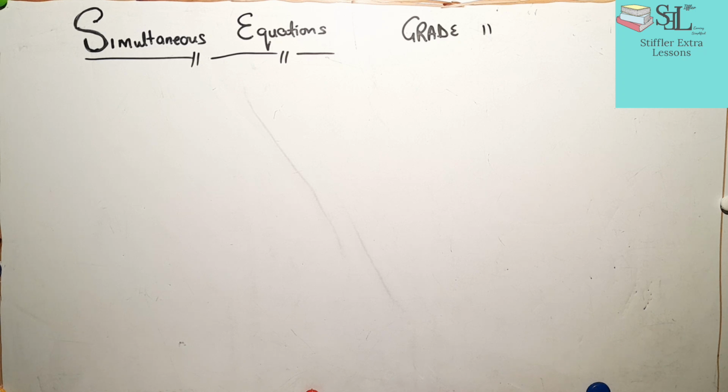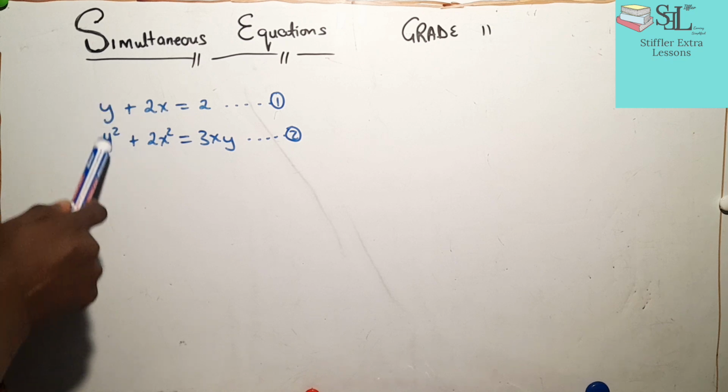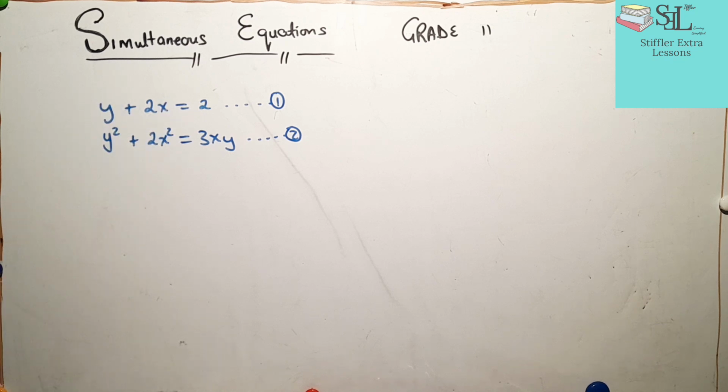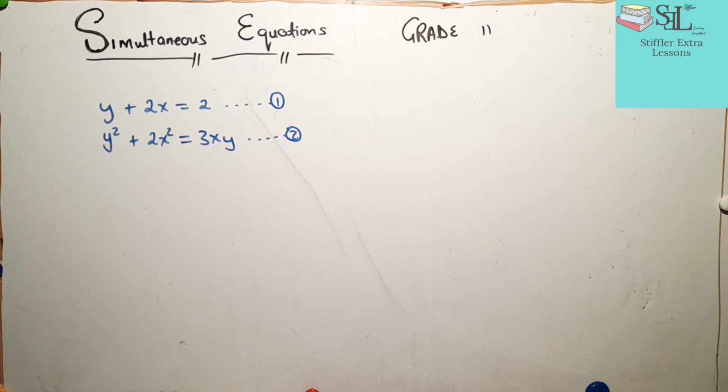So today we are on simultaneous equations, grade 11. I'm just going to show you how to solve simultaneous equations. Solving simultaneous equations, we use a technique that will help us find two unknown variables in two equations. So here we're having two equations with y and x. Both are unknown, right? Both equations have the same variables that we're trying to find.